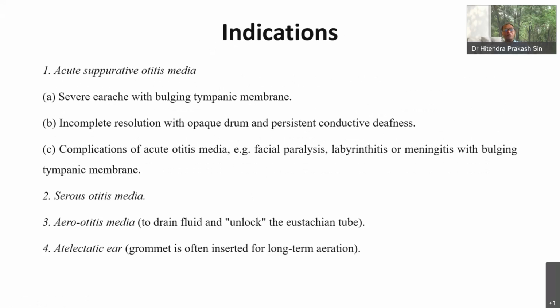Okay. Now, what are the indications of myringotomy? Why, when are we required to do a myringotomy? As you know, there is an entity known as acute suppurative otitis media. It is an acute inflammation of the middle ear, in which a patient comes with severe earache with bulging of the tympanic membrane. So in that case, you need to perform a myringotomy so that the pus which is formed behind the tympanic membrane can be drained out.